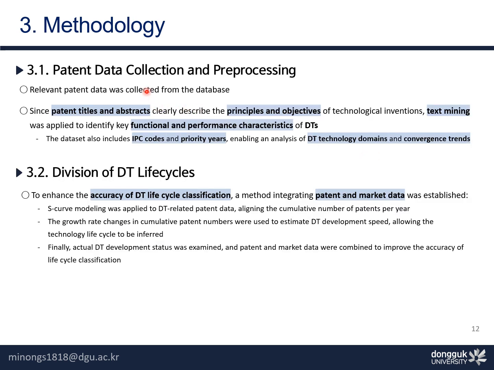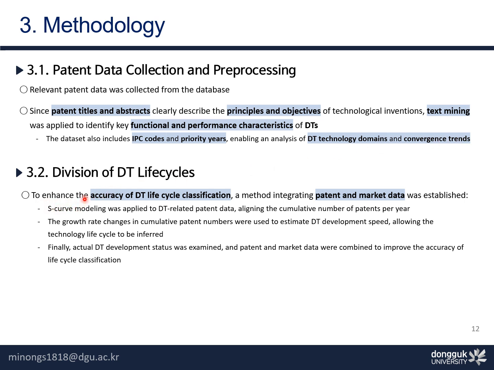The first step is patent data collection and pre-processing. Relevant patent data was gathered and text mining was applied to extract key functional and performance characteristics of DTs. The dataset includes IPC codes and priority years for analyzing DT technology domains and convergence trends.